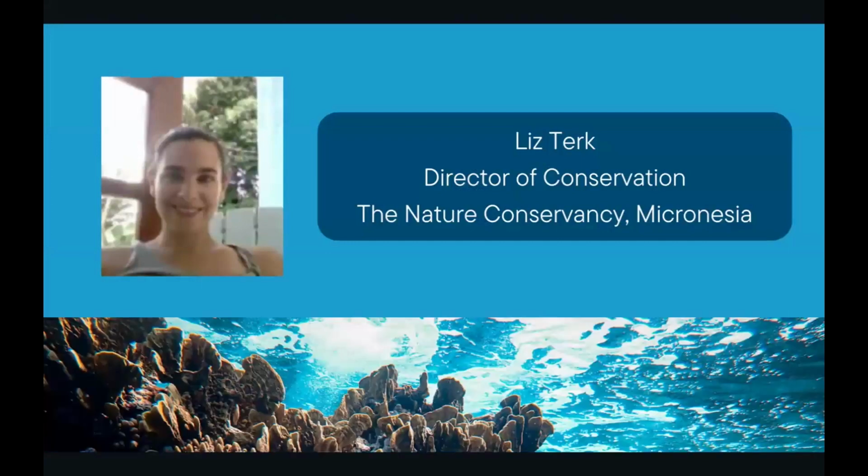Liz Turk is going to now share with us how the One community and Chuk used these design principles and local knowledge to develop their locally managed area that used different types of zones and rules. So I'm going to hand it over to Liz.